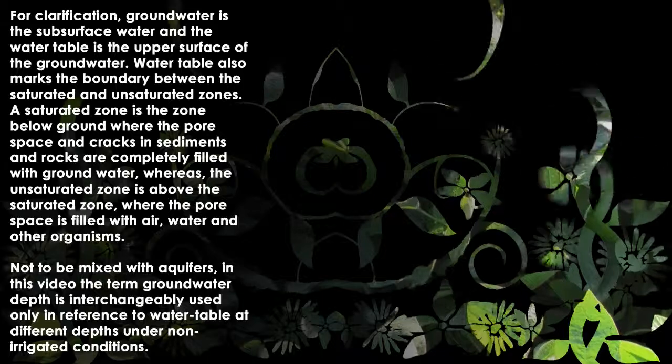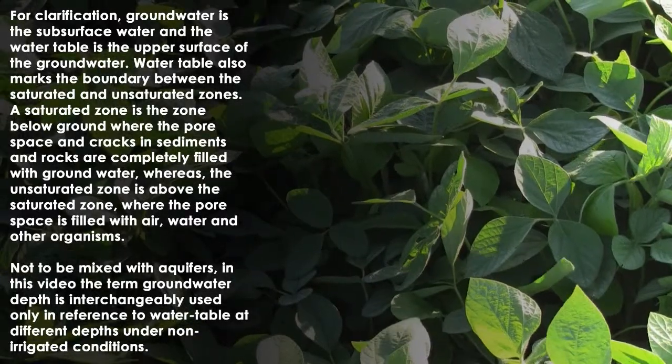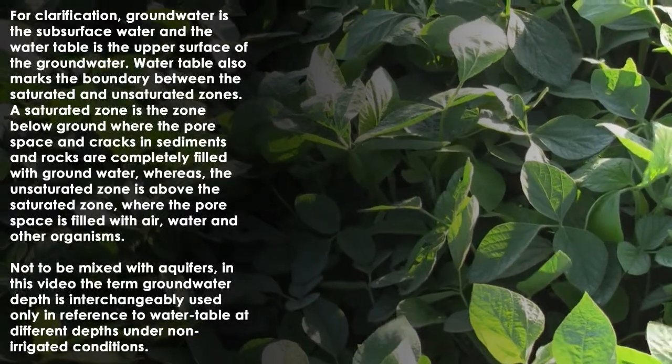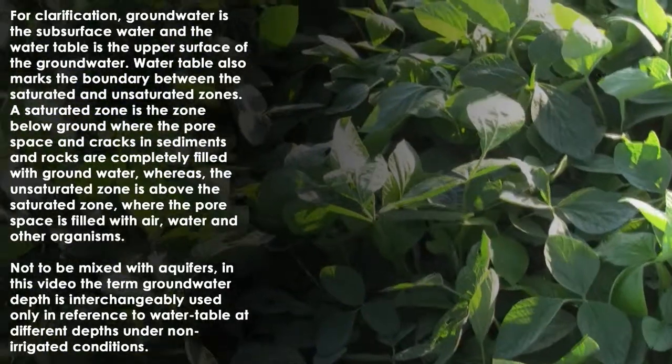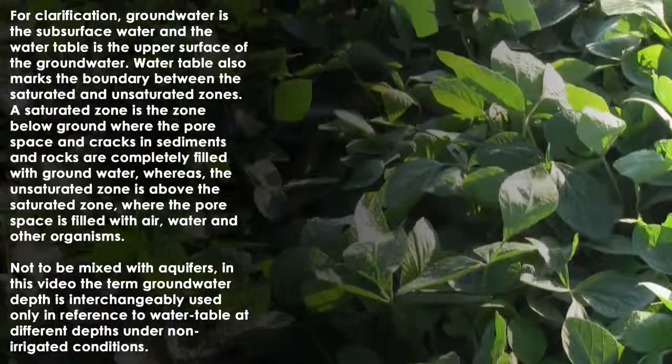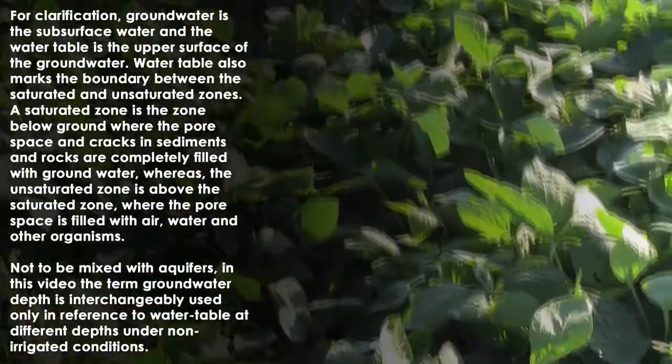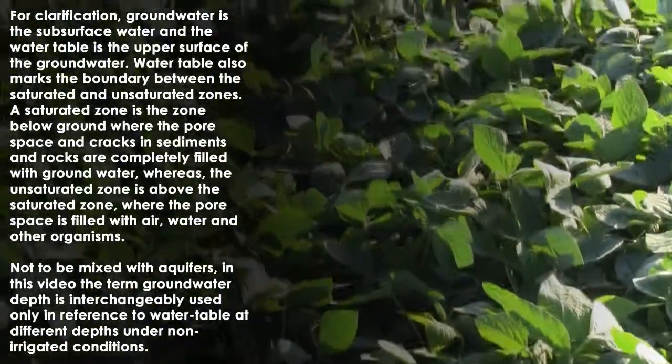For clarification, groundwater is the subsurface water and the water table is the upper surface of the groundwater. The water table also marks the boundary between the saturated and unsaturated zones. A saturated zone is a zone below the ground where the pore space and cracks in sediments and rocks are completely filled with groundwater, whereas the unsaturated zone is above the saturated zone where the pore space is filled with air, water, and other organisms.